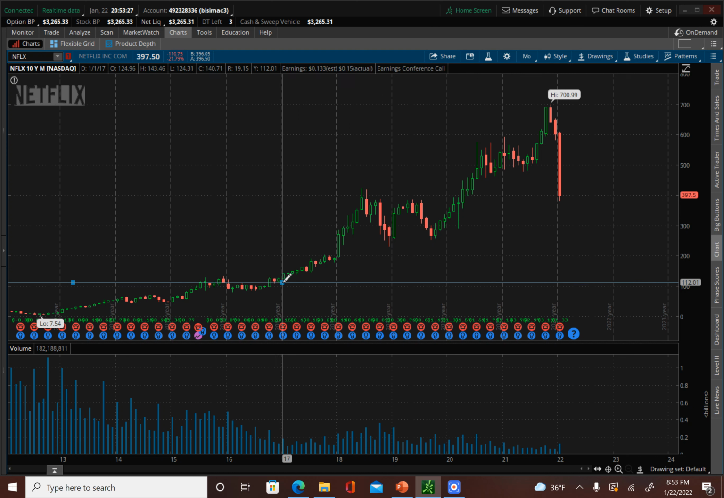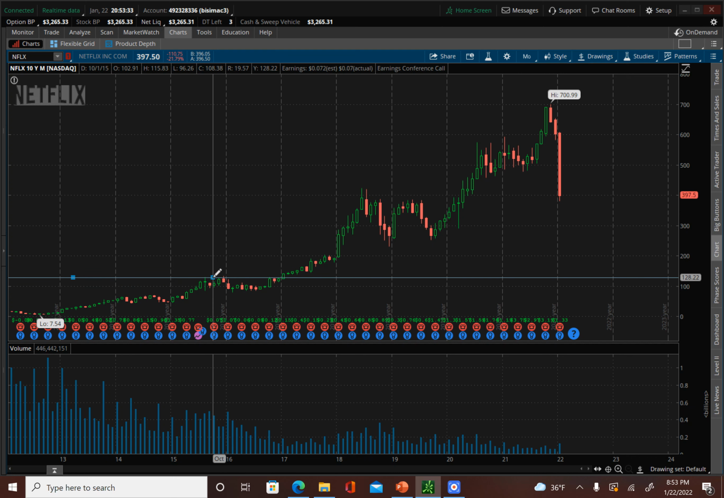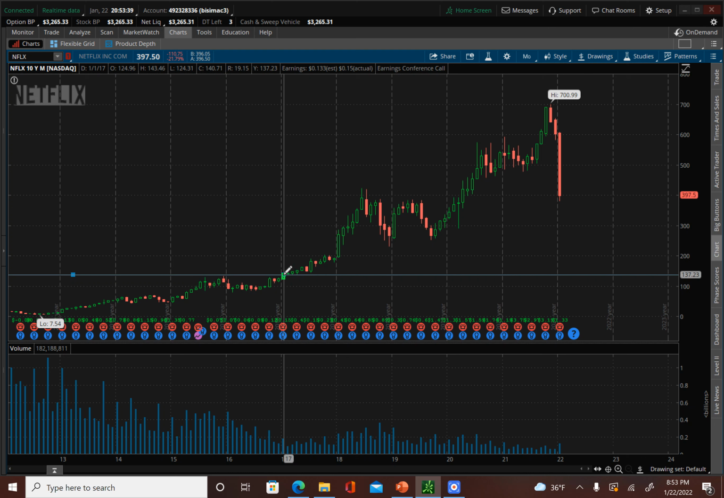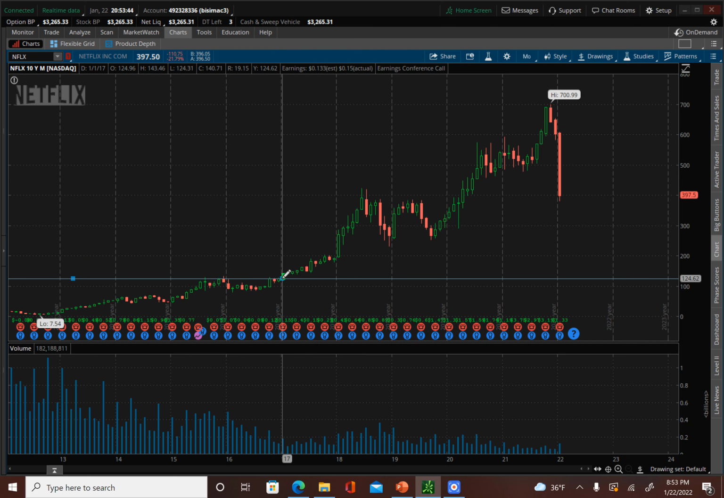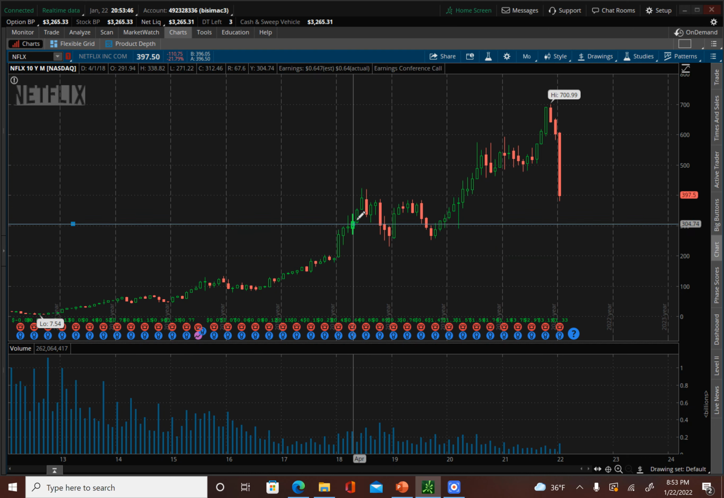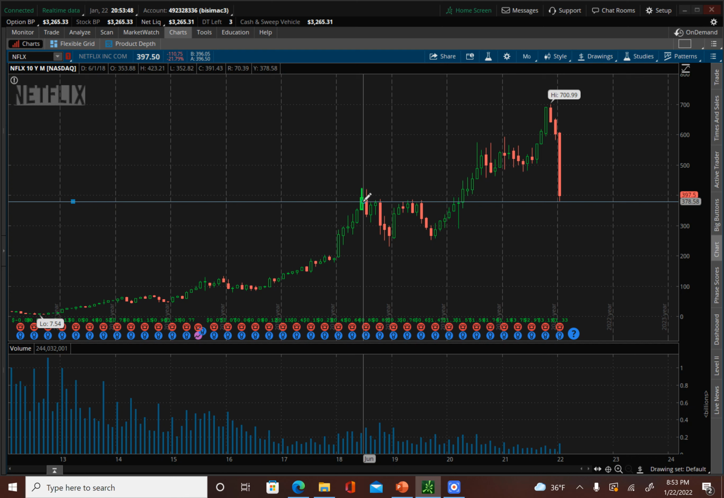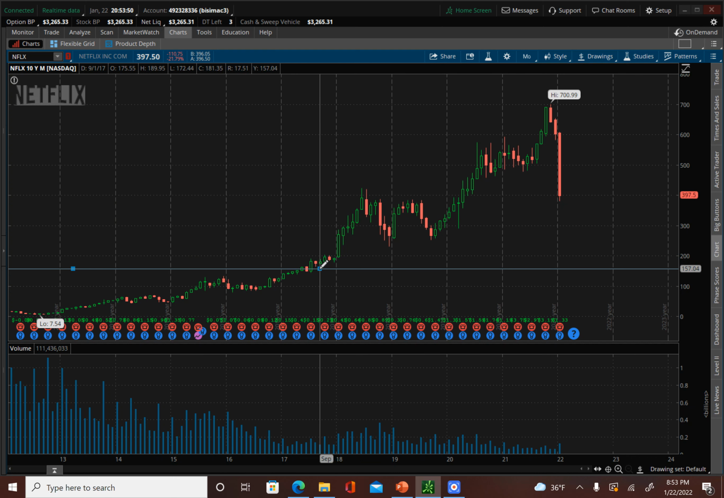Okay, we get a breakout from this base here. Maybe you could say here, but being that we had tops here, I would say the actual breakout is right here. And we push above the previous highs, and we get another uptrend. This uptrend, I would say, actually continues all the way up to here. Okay, and we go up another couple hundred percent.